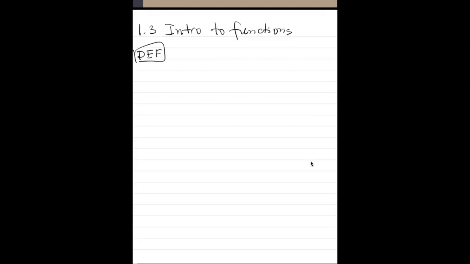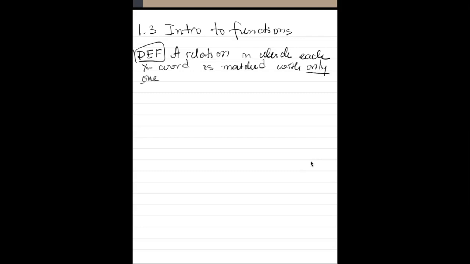a function of x. So we say a relation in which each x coordinate is matched with only, I'm going to underline only, with only one y coordinate is said to describe y as a function of x.